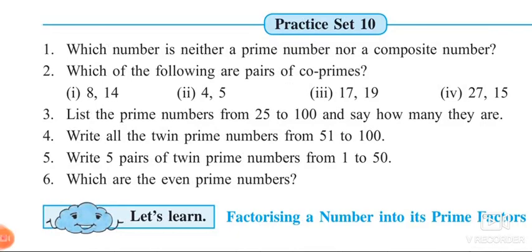Now see the next question. Which of the following are pairs of co-prime numbers? So here they have given you 4 questions. From that 2 I will be solving and you will solve all 4. Means the 2 that I am explaining you will write, plus the remaining 2 also you are going to solve in the CW. Okay, so let's start.